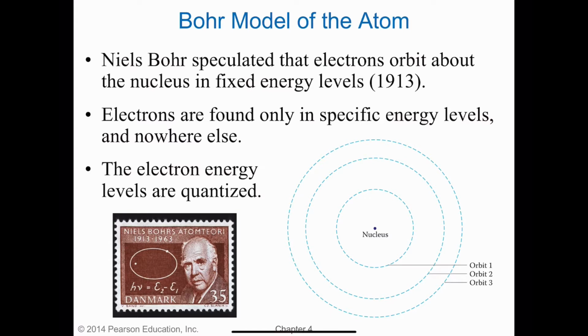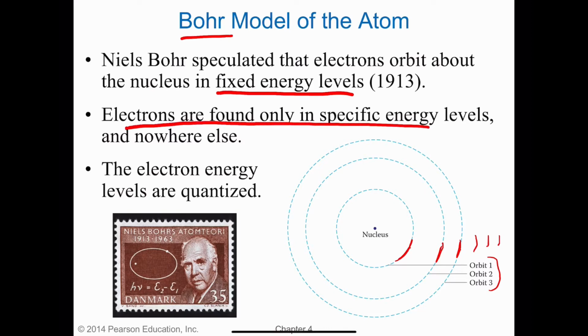So the Bohr model of the atom. We talked about several different types of models of the atom, but the Bohr model is what we pretty much accept for the most part, because it represents it most accurately, at least until we get into quantum mechanics. But Bohr talked about the electrons orbiting in fixed energy levels. So we had these different energy levels here. This is the first energy level, and then this is the second one, and then this is the third one, and then they go out further, 4, 5, 6, etc. And then the electrons are only found in these specific energy levels and nowhere else.